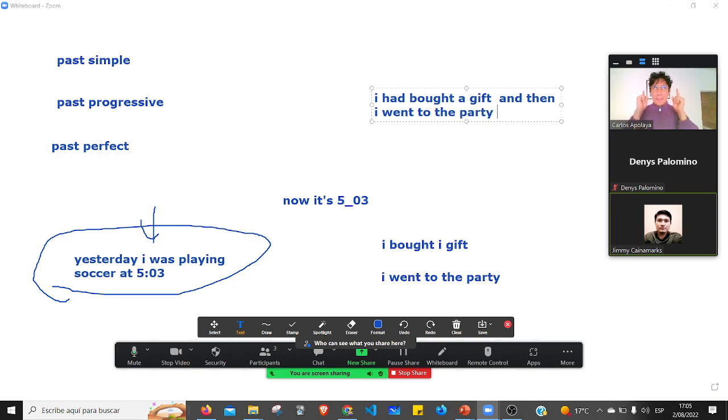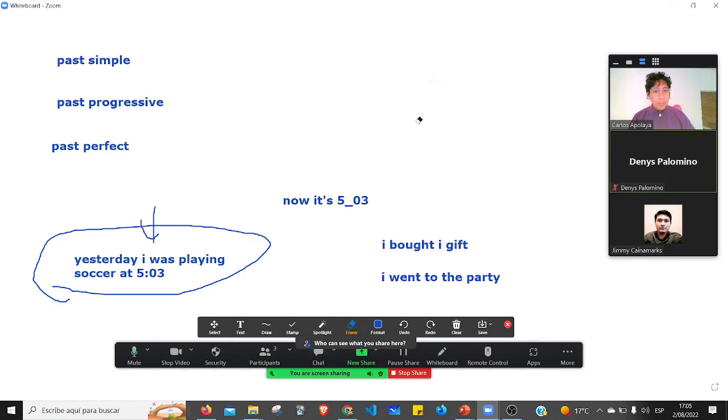Look at this. Remember, past perfect, an action that happened first. In the past, I had bought a gift and then I went to the party yesterday. Yo había comprado un regalo y luego fui a la fiesta ayer. ¿Qué pasó primero? That you bought a gift, right? So you use the past perfect with the action that happened first in the past. Did you understand this part? Yes. Pretty good.